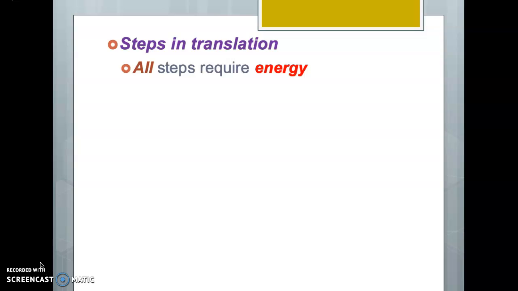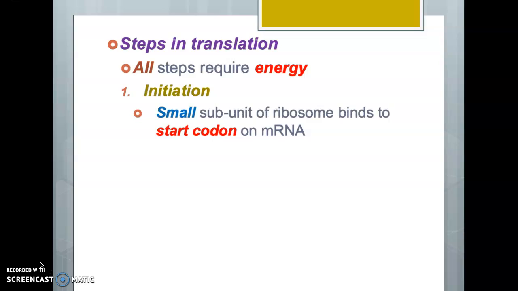But the thing to remember with both transcription and translation is that they all require energy in the form of ATP, or as we'll see in a minute, ATP's crazy cousin GTP, which is guanosine triphosphate, but it still is a type of energy. So in the initiation stage, there are three things that have to happen. First of all, the small subunit of the ribosome has to line up with the mRNA, and not just anywhere on the mRNA. Remember, we always want to start with the start codon, which is AUG.